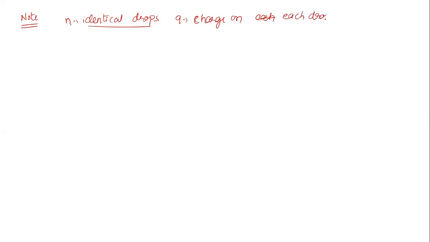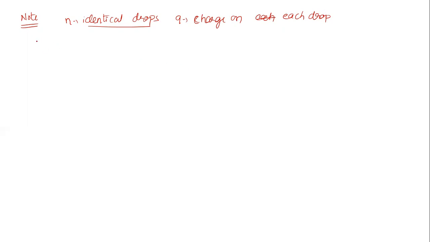Let us take note of this application. There are n identical drops. Each has a charge Q, so Q is the charge on each drop. Now we combine them and form a bigger drop. Then what will happen to the radius, charge, capacitance, all those things we need to look at.